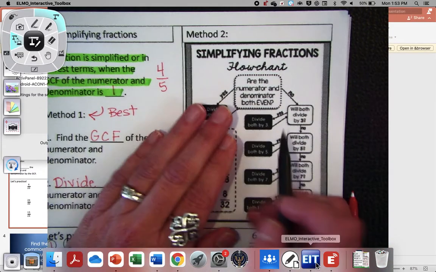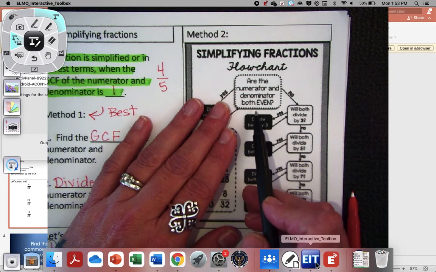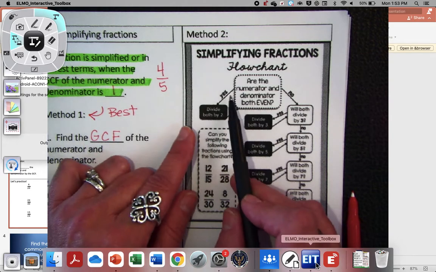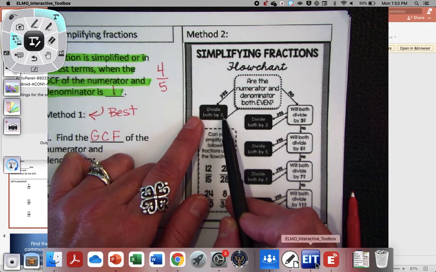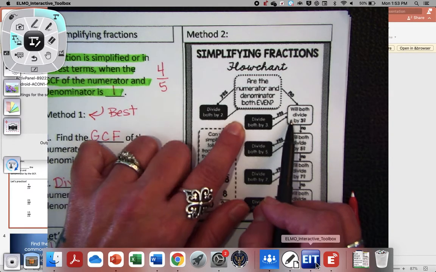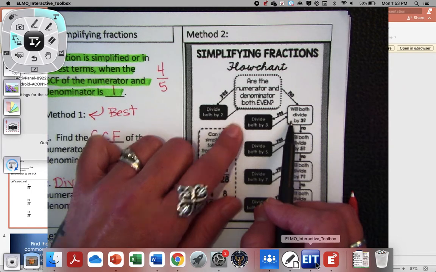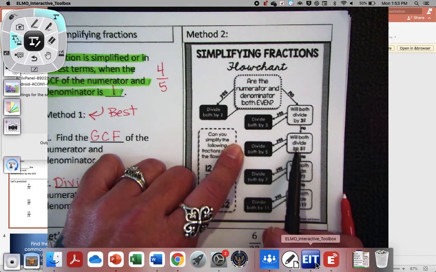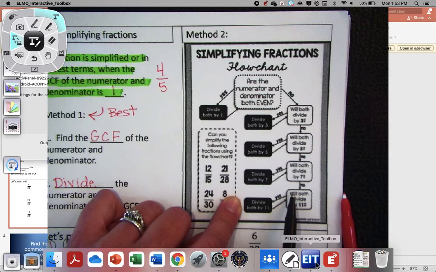You start with your fraction and you ask yourself, are the numerator and denominator even? If the answer is yes, divide it by 2. Divide the numerator and denominator by 2. If the answer is no, try dividing the numerator and denominator by 3. If 3 doesn't go into both of them, try 5. If 5 doesn't go into both of them, try 7. If 7 doesn't go into both of them, try 11.